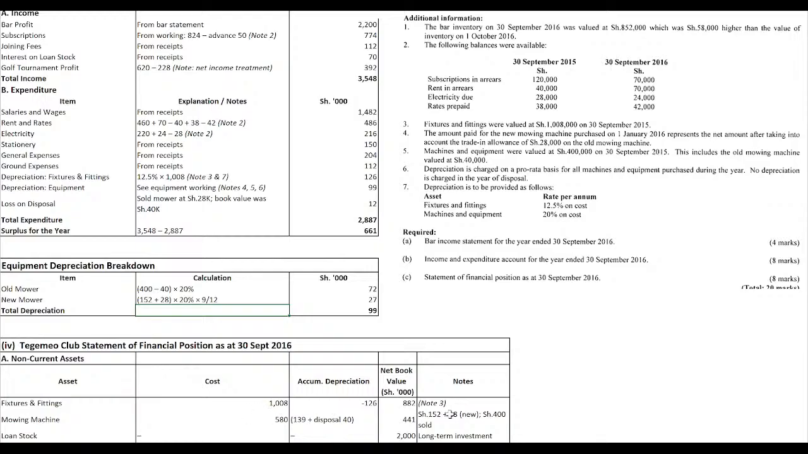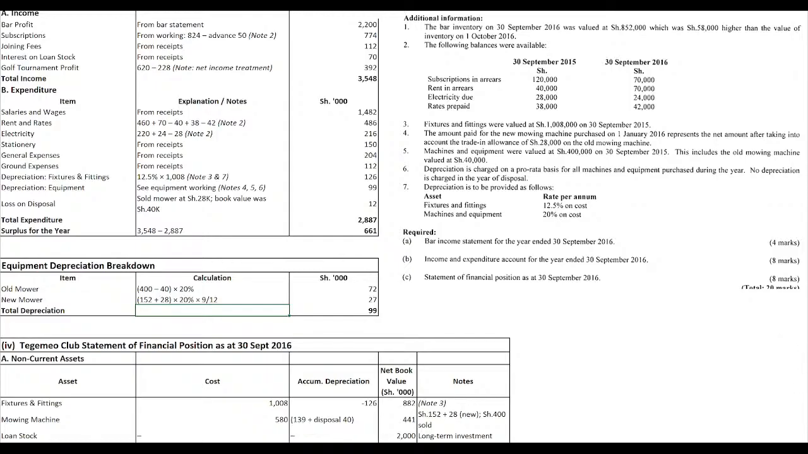But for the cost, we are going now to have the 152 that we had, plus the 28, that one is for the new, plus the 400, the machine, which was valued at 400. So the total will be 580. So that is the total cost. So for the depreciation, we have the disposal of 40, as well as what we have calculated of 139, which is the accumulated depreciation. So we get the total net book value as 441. For the furniture it was 882.